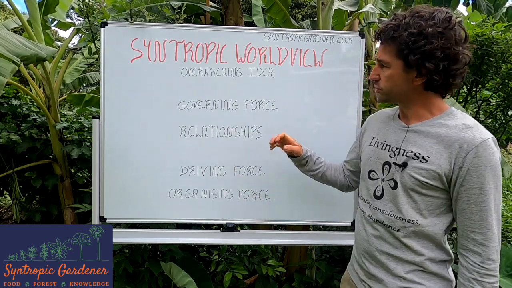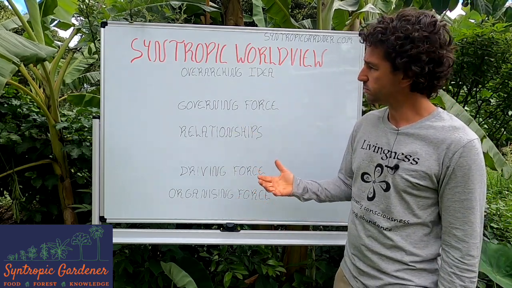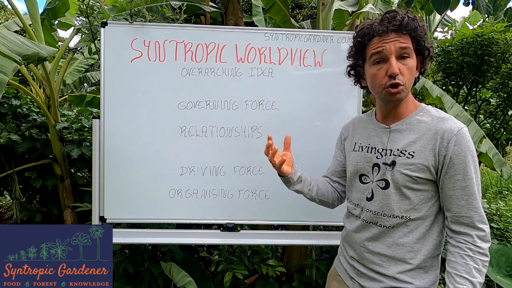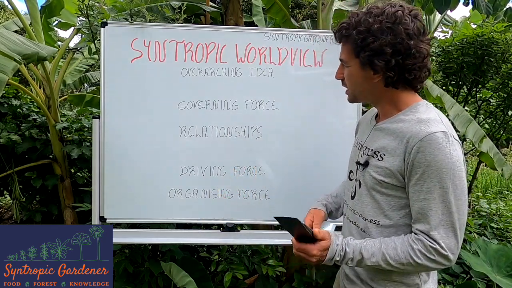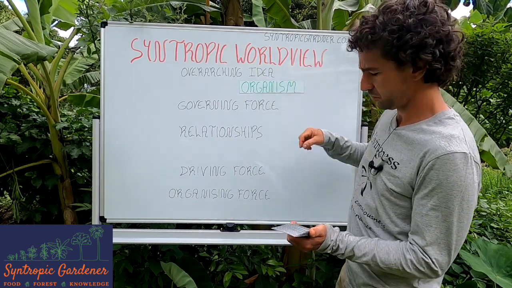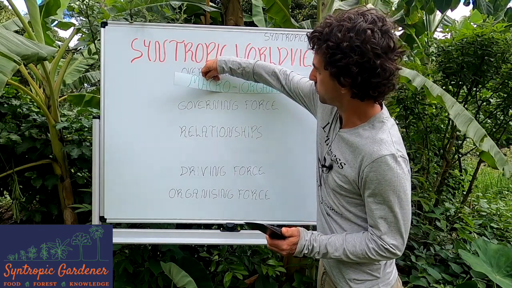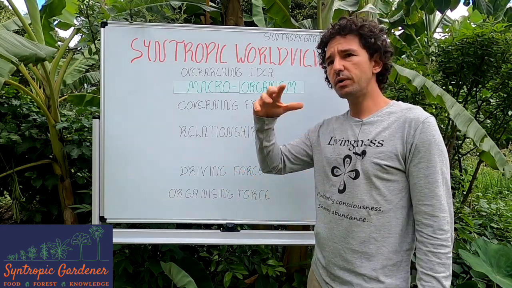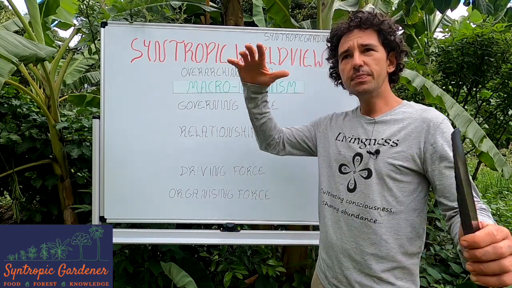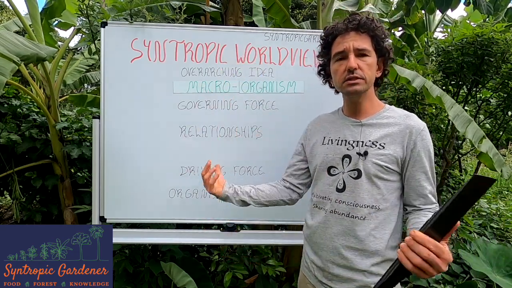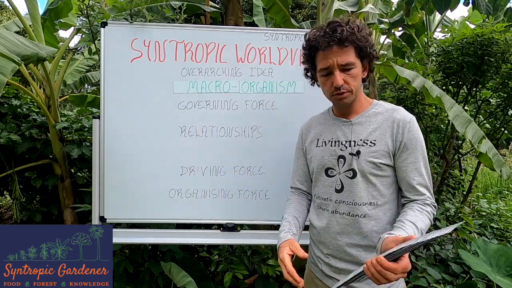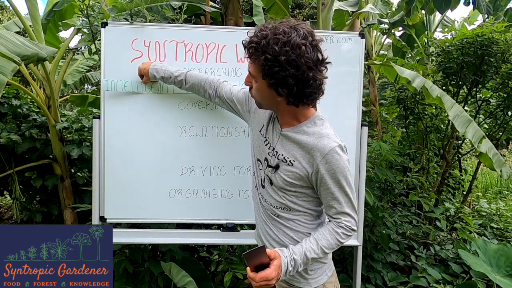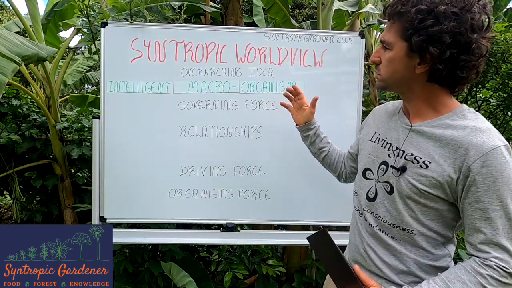So this framework that we present, which is something that I have put together, starts with that overarching idea, which is not unique to syntropic farming, that we are part of an organism that is actually a macroorganism. So we are part of the earth, and the earth is part of the solar system, and this big entity we are part of is all together moving towards some higher forms of consciousness, of resources, of whatever the macroorganism is working towards. We are part of it.